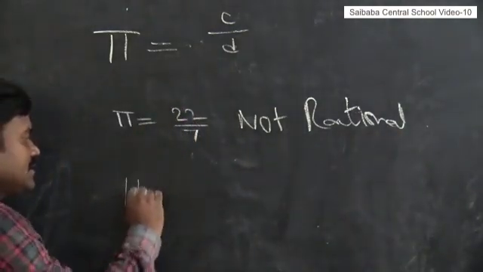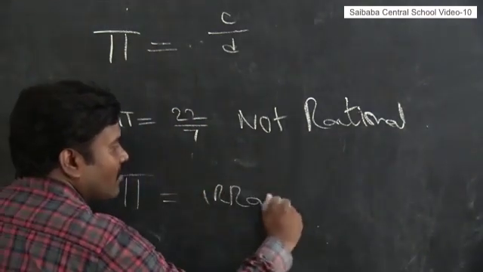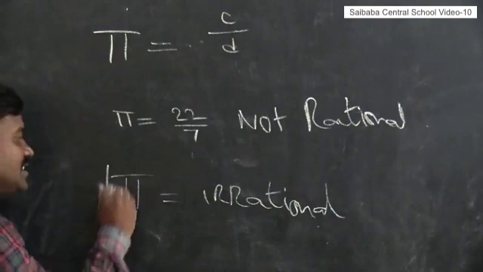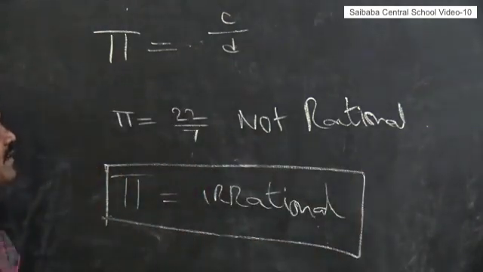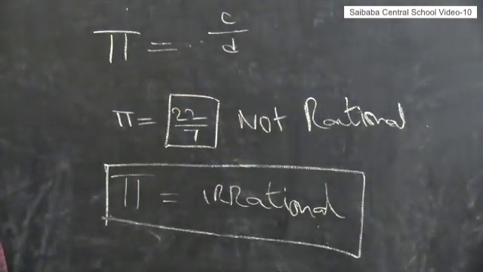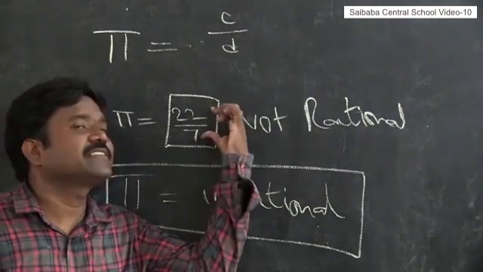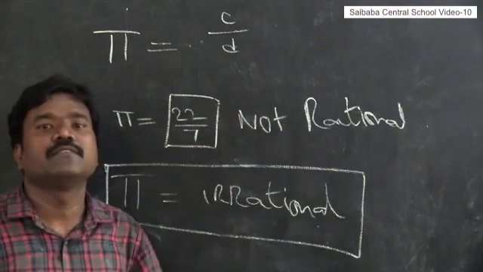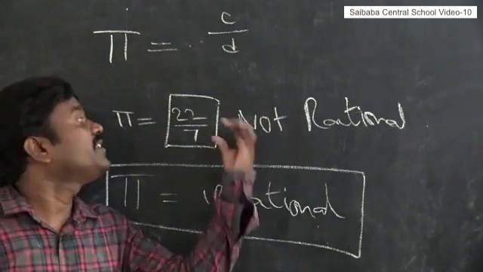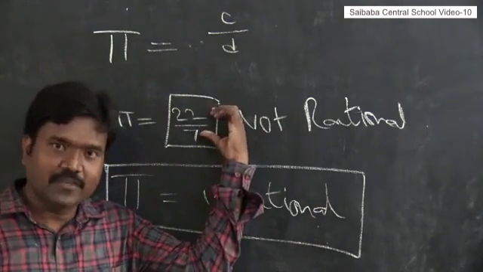Pi is irrational. Why is pi irrational? 22 by 7 is not the exact value. For doing problems, we are taking an approximate value, the fraction 22 by 7. That is not the correct answer. We are taking a very near value, 22 by 7, for our simplification purpose.